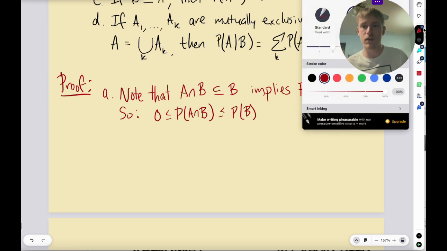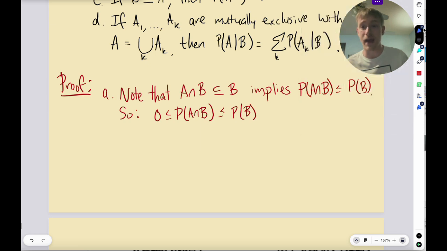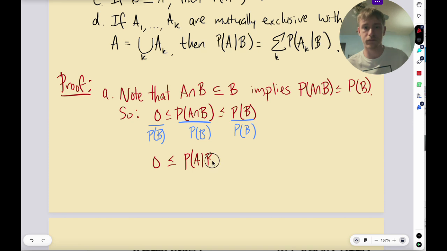And then all we have to do is divide everything by the same thing. We're going to divide it by the probability of B. And since the probability of B is a positive number, we are allowed to do this without swapping any inequality symbols. Okay, well, this number is 0, right? This is the definition of conditional probability. And this is 1. Okay, so that proves part A.